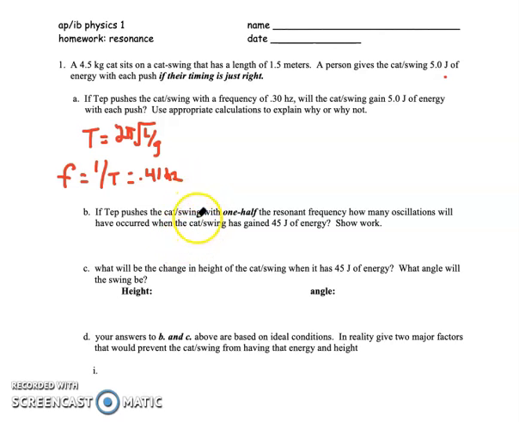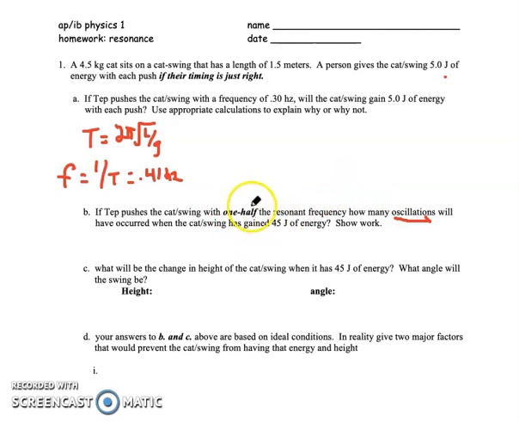Okay, now let's say that Tep realizes a mistake, and rather than push with the frequency of 0.30 hertz, he decides to push with the frequency of 0.15 hertz. How many oscillations will have occurred before it gained 45 joules of energy? Well, 45 joules of energy is 9 times 5 joules. Okay, so essentially he needs to give 9 pushes at the right timing. But that doesn't necessarily answer the question. We want to know how many oscillations, not how many pushes.